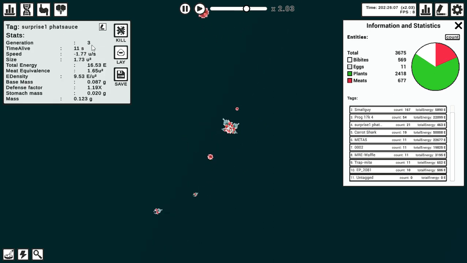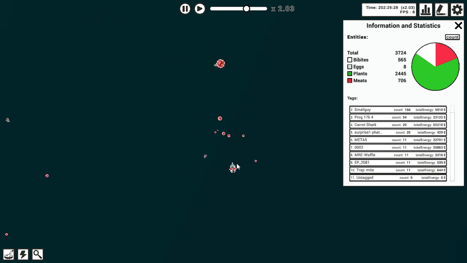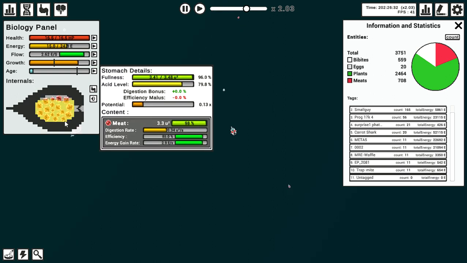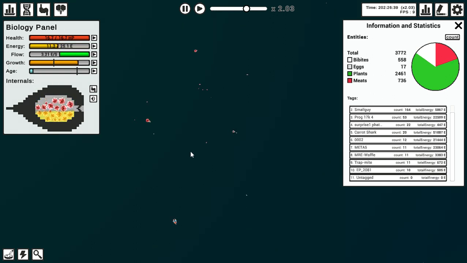sustain itself. So generation 3, and this came from a template. So we are 3 generations in. And it's all trying to eat this one piece of meat, which means we're going to end up probably with just one big one. And I want to watch what the big one does. Surprise, fat sauce. We're up to 23. Up to 24.